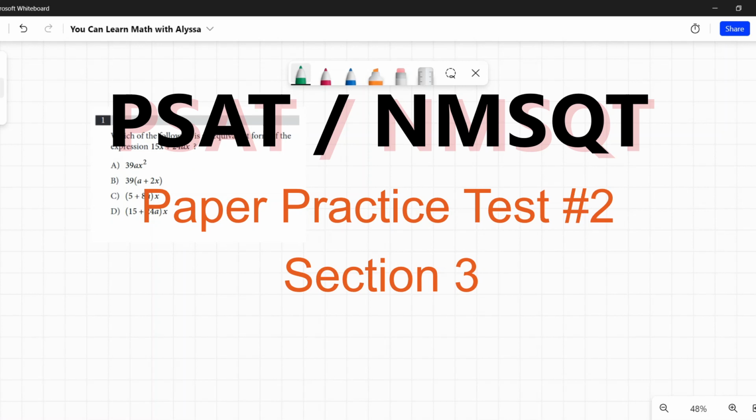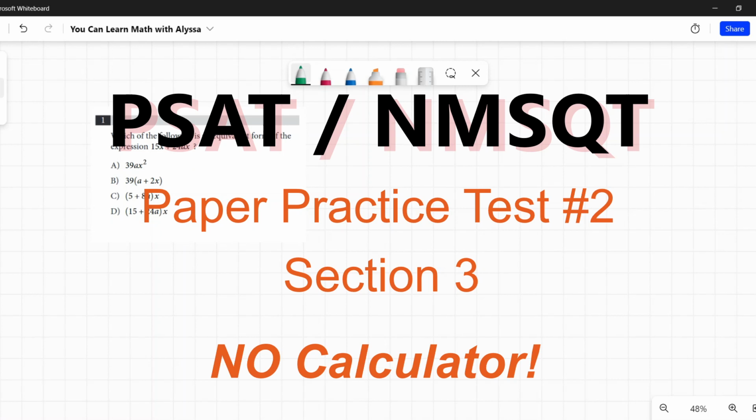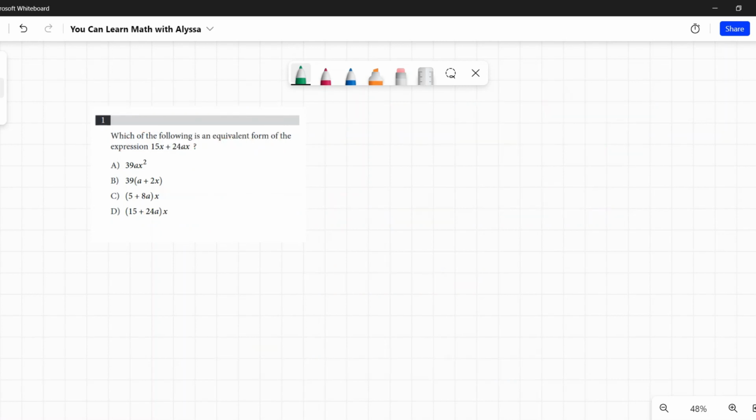Okay, so we're just going to get started. As a reminder, this section is a no calculator portion. Number 1, which of the following is an equivalent form of the expression 15x plus 24ax?